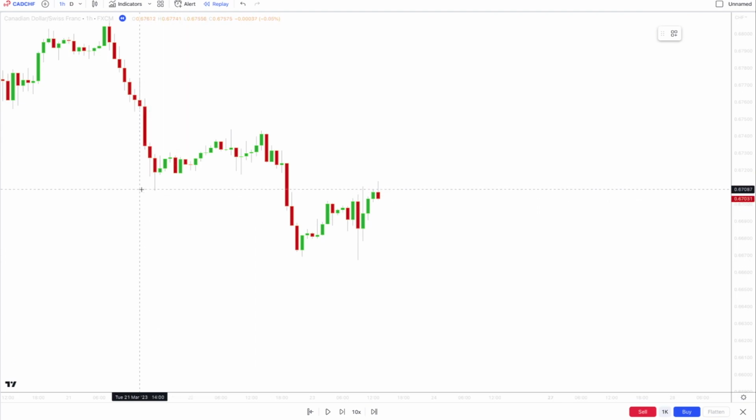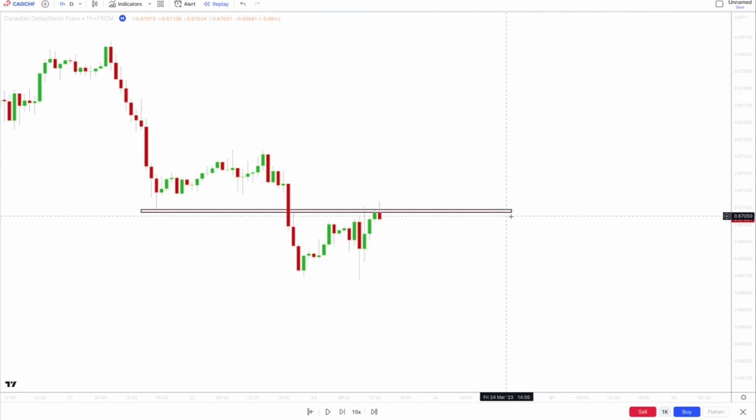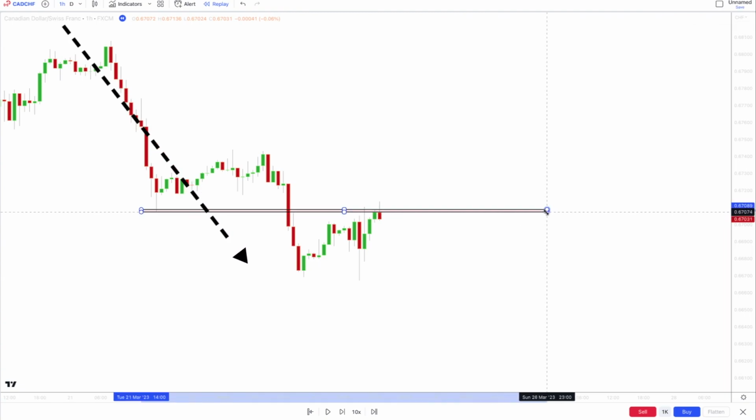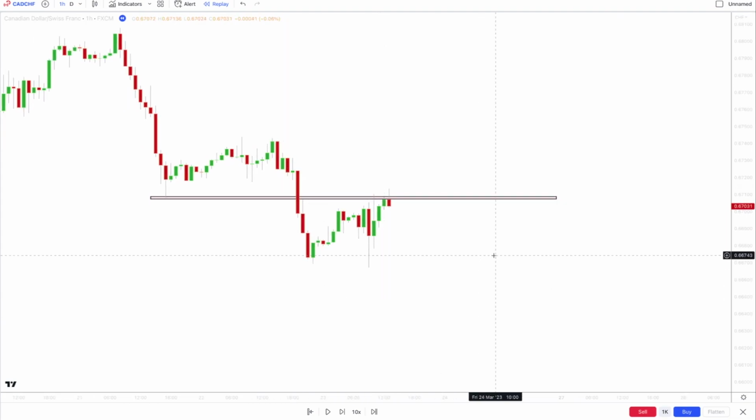Let's take a look at an example. In this chart, the market is clearly trending down, with sellers leading the way. After breaking a support level, the market pulled back to retest it. However, it's uncertain whether the market will get rejected or break through the resistance level.